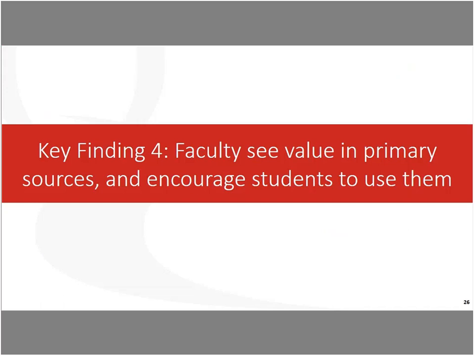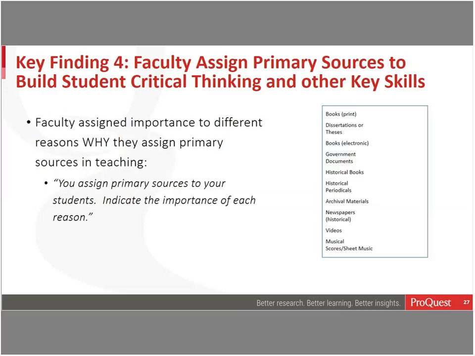So I'm going to spend the rest of the time we have today talking about our final key finding from the research, which was that faculty see the value in primary sources and encourage students to use them. So we asked the outcome question on this slide saying, you assign primary sources to your students, please indicate the importance of each reason, and we gave them an answer list. How I ended up picking these people to get this question was that they indicated on their answer list previously in the study if they used any one of these, what we consider to be primary sources on the answer list. So that's how we got that.